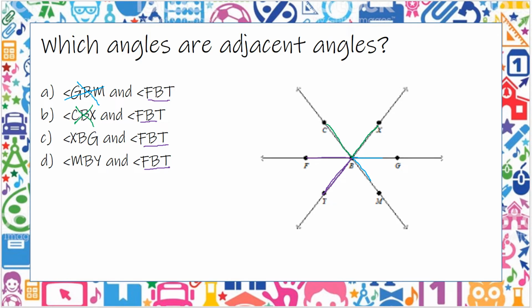XBG is our next one. So if we look at XBG, that is this angle. And that does not share a side. Oh, and this is T here, sorry. So MBT, let's see where that one is. I'll put this one as red. MBT does share this side right here with FBT. So D is our answer.